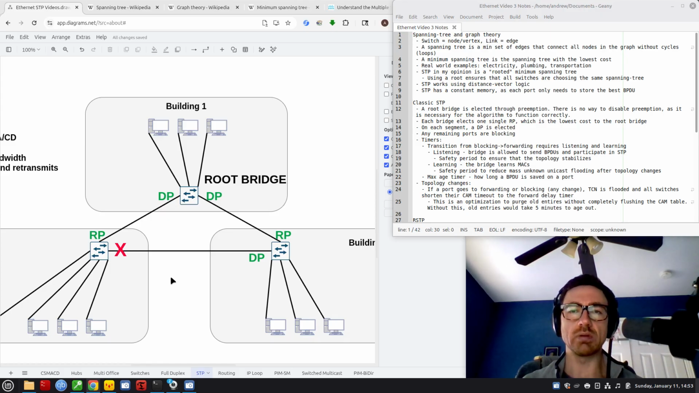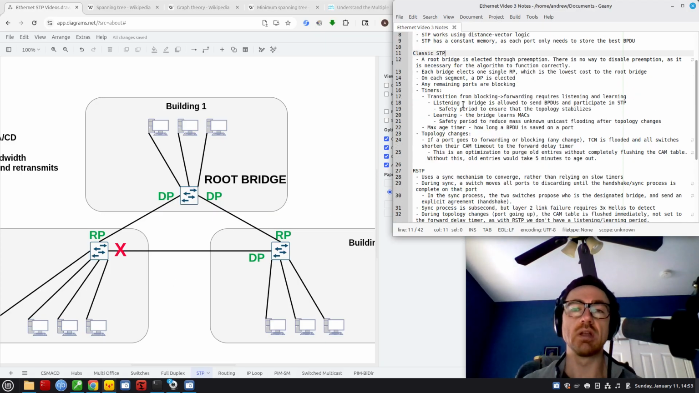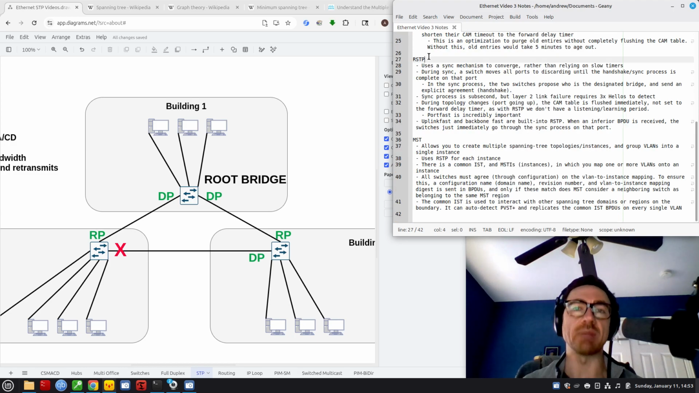Okay, so that covers the spanning tree algorithm from a high level. So let's now look at rapid spanning tree. Rapid spanning tree is a new version of spanning tree that, instead of relying on these slow timer-based convergence, does an explicit handshake mechanism, a synchronization mechanism, to converge.